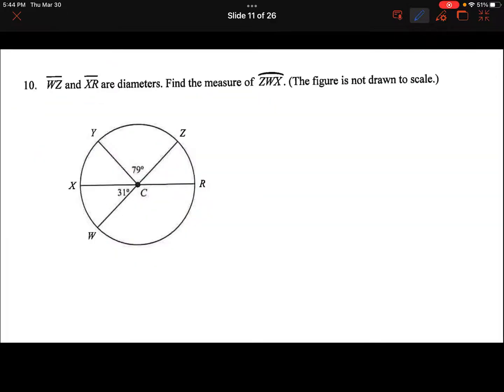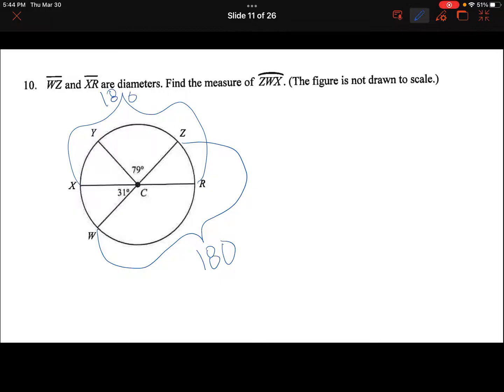All right, so looking at number 10 here. We have WZ and XR that are diameters, and that helps us because we know that they cut the circles in half. So we know that this is 180 degrees, and so is the other half. And we know that also for this, 180 degrees.